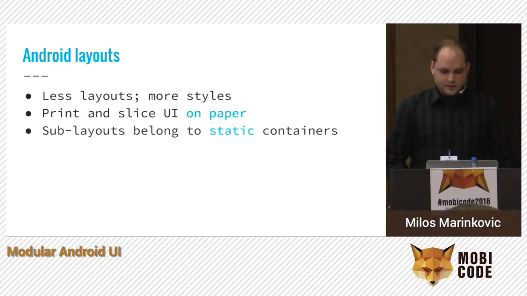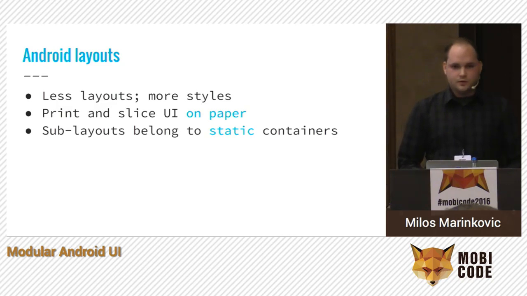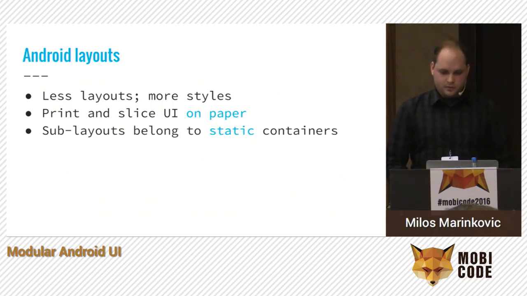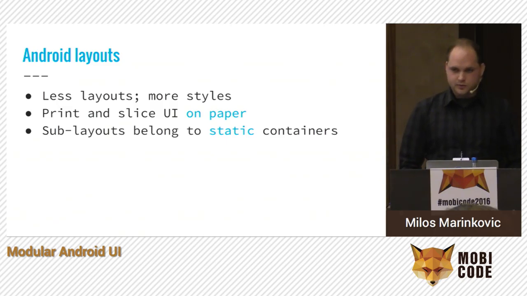Next up are the sub-layouts we use. Generally, that would be fragments in the normal Android world. We put them in static containers. We don't add their containers dynamically. We try to define in the main layout a few static containers where our screens will go, and we try not to change them.